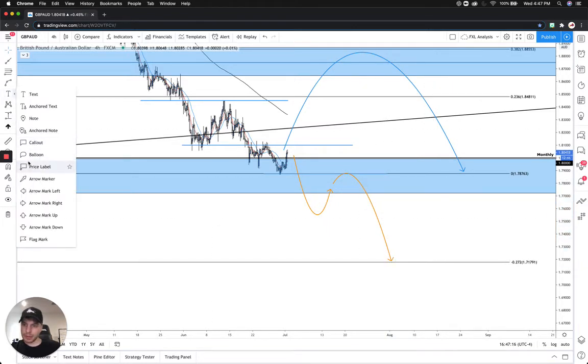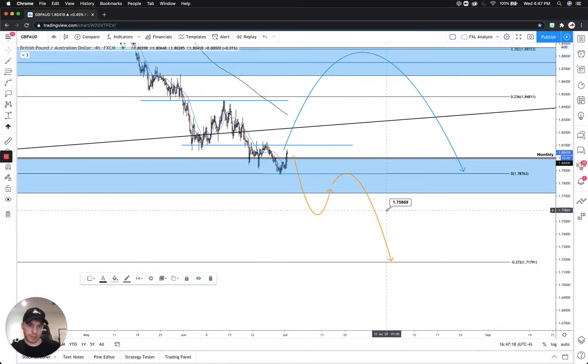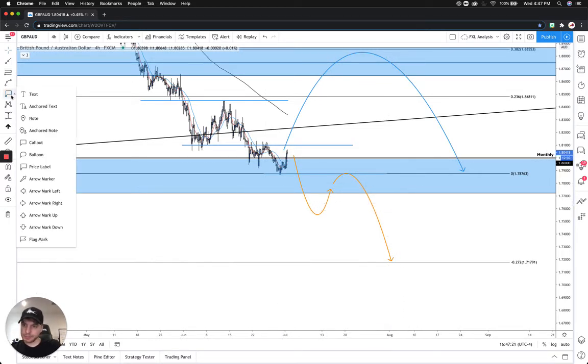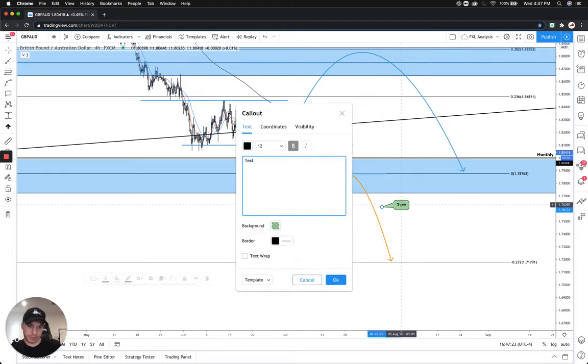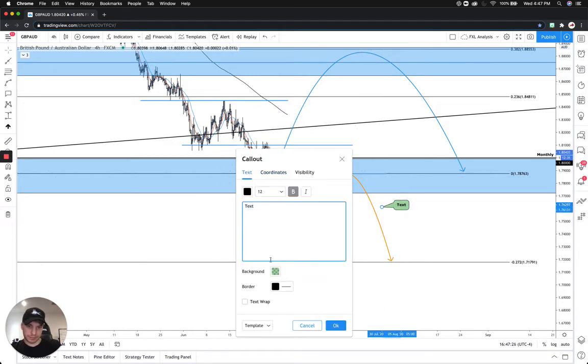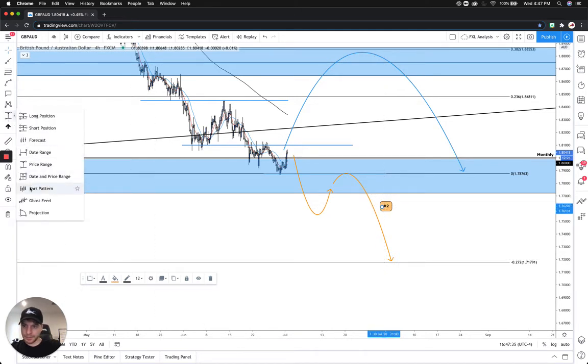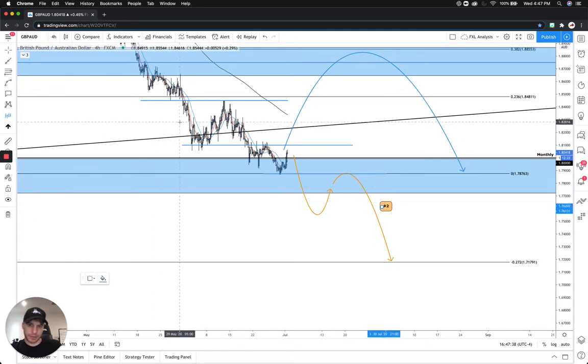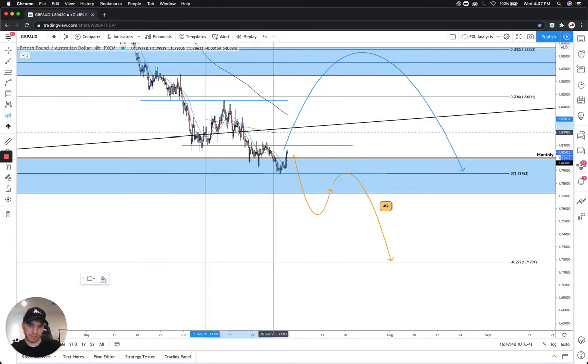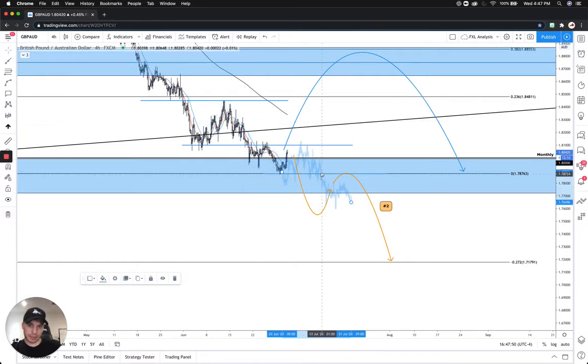I'm going to go ahead and highlight this for you. Oops, not the right tool. Call out. So we want to make this orange, number 2. Good, and then I'm going to go ahead and grab the bar pattern to kind of illustrate what we're seeing here. So this would be from the lower low, it came back up, retested, and then it dropped. So we're looking for something like this, essentially something like this.